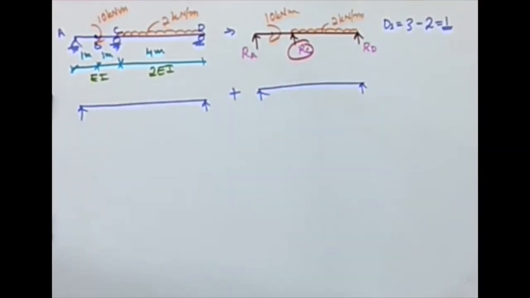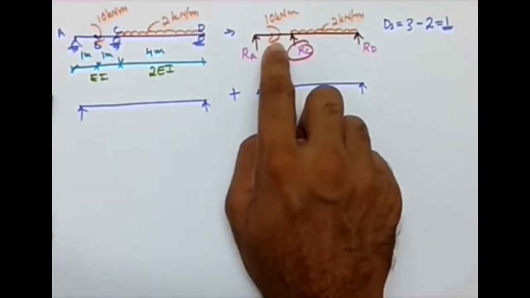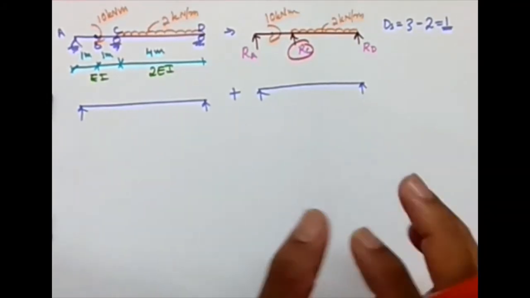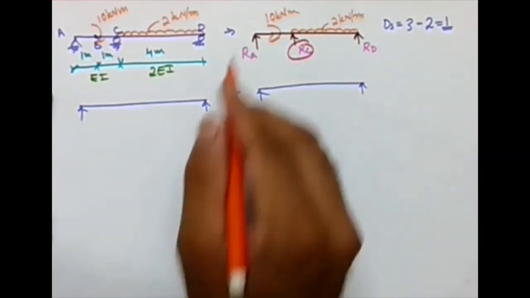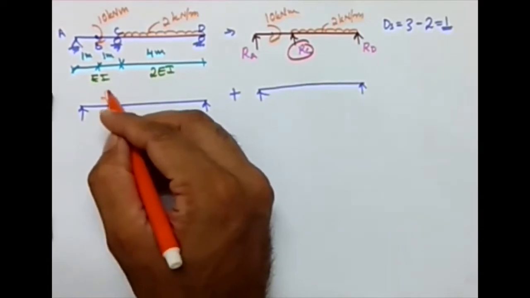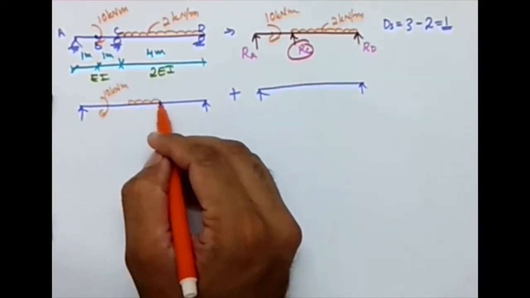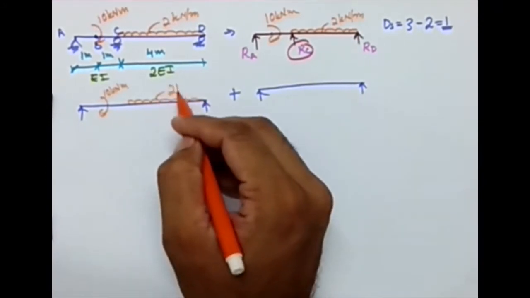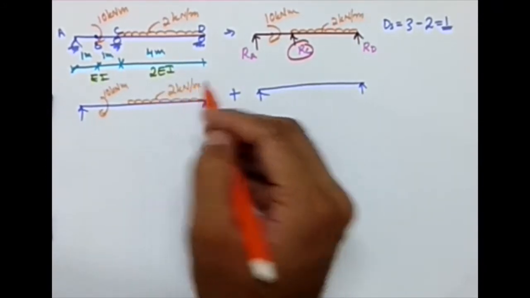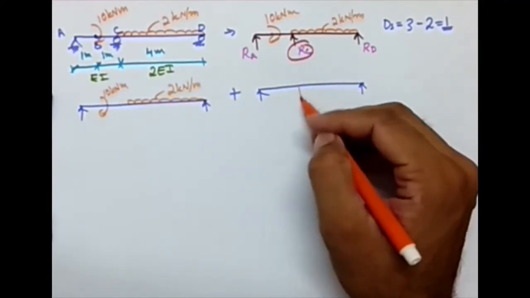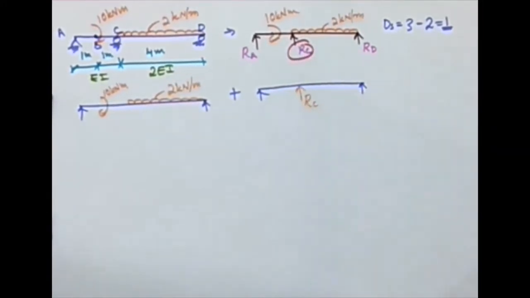Now what I am left with is the loads. What is the loading for the first subplot? The first subplot should be loaded with whatever external load is there in the problem. Here the external loads are the 10 kilonewton meter moment and the UDL. That's the loading for the first subplot. And for the second? The redundant, which means RC.